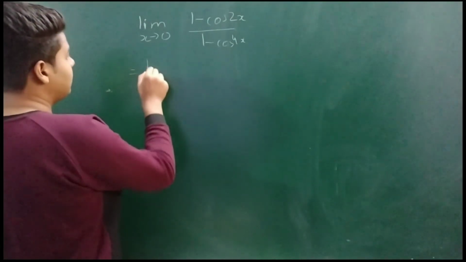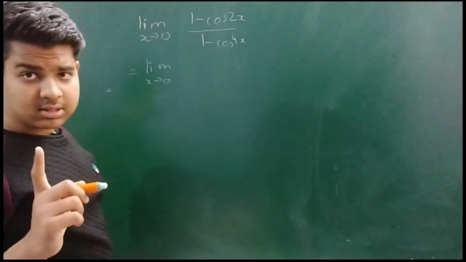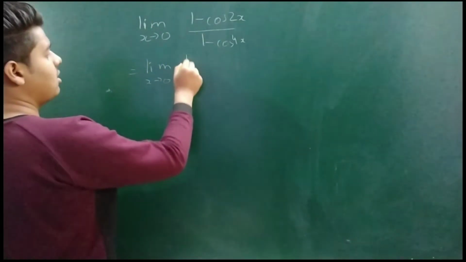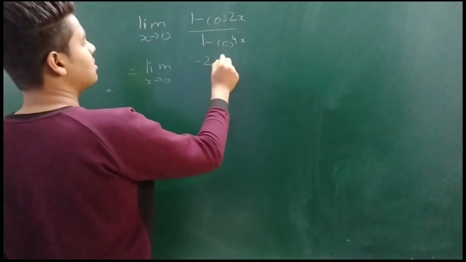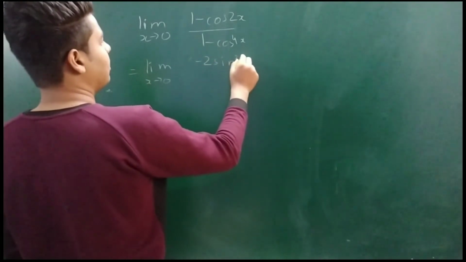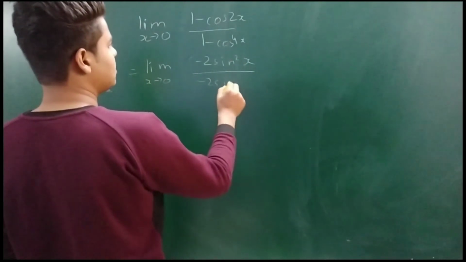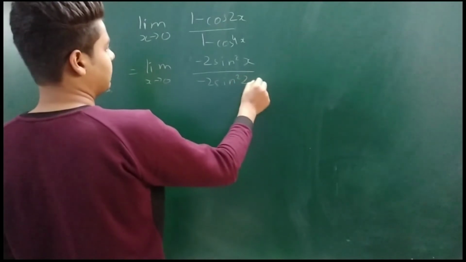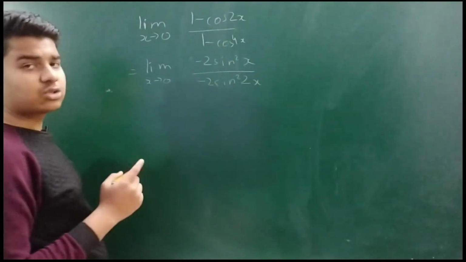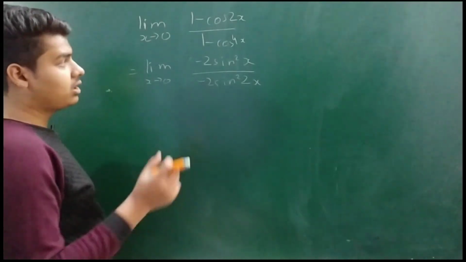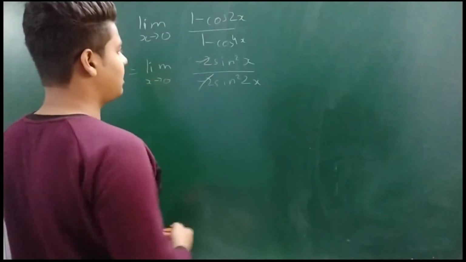It is limit x tends to 0, 1 minus cos 2x, using the trigonometric identity, it is 2 sine square x upon 2 sine square 2x, because 1 minus cos 4x can be written as 1 minus cos 2 multiplied by 2x, and 2x can be considered as a whole part. Minus 2 and minus 2 get cancelled out.